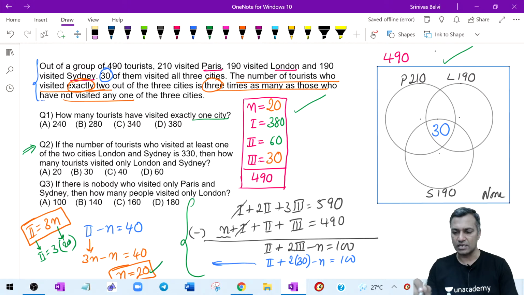This is almost a CAT replica set, guys. So we are almost close. CAT was one notch deeper than this, but that can be handled if we can handle these questions.